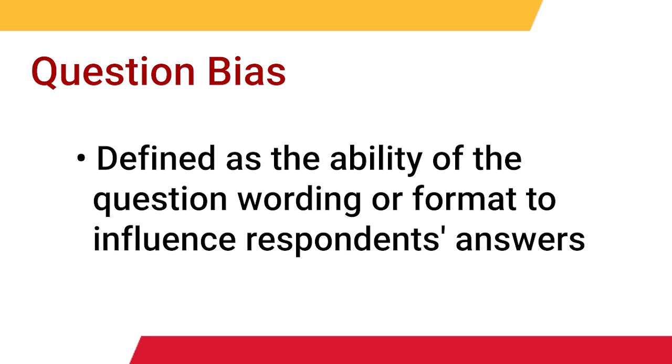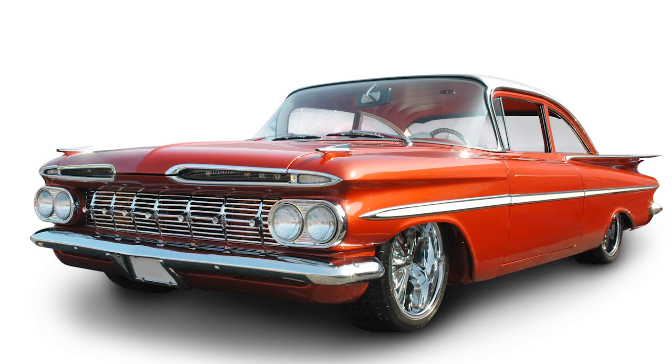Question bias is defined as the ability of the question wording or format to influence respondents' answers. So a single word can make a difference in how respondents respond to a question. For example, researchers in one study took two groups of subjects to view a picture of a car for a few seconds.